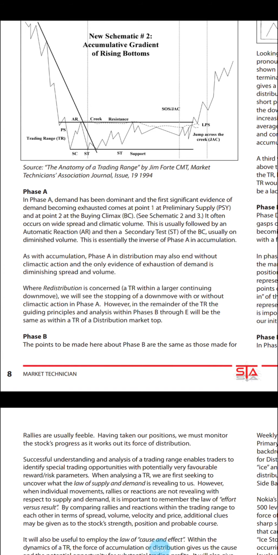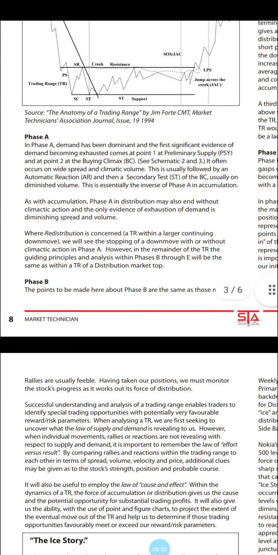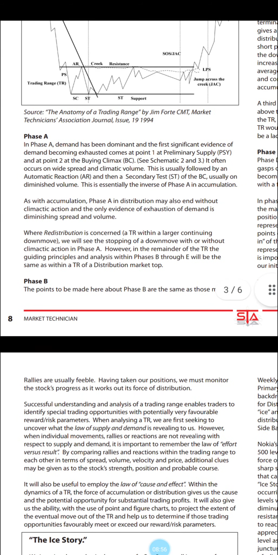No, I'm just kidding. The only evidence of exhaustion of the demand is diminishing spread and volume. Where redistribution is concerned, a trading range within a large continuing down move, we will see the stopping of a down move with or without climactic action in phase A. However, in the remainder of the trading range, the guidance, principles, and analysis within phase B through E will be the same as in a trading range of a distribution market top.